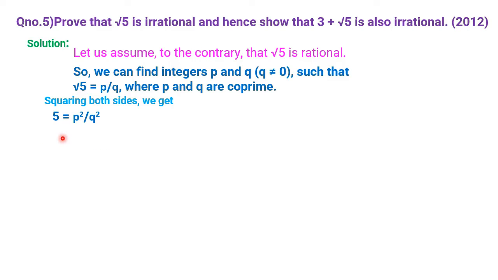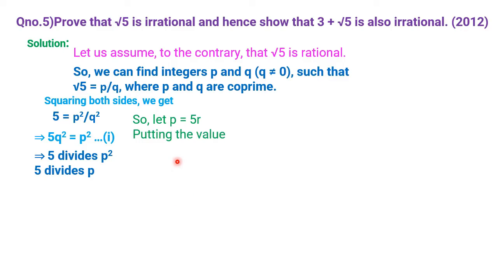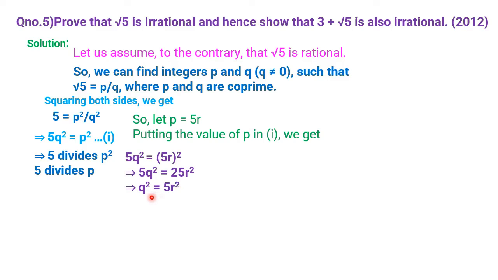Squaring both sides, we get 5 is equal to p square divided by q square. 5q square is equal to p square. This is equation 1. That means 5 divides p square. So 5 divides p also. So let p is equal to 5r. Putting the value of p in equation 1, we get 5q square is equal to 5r whole square. 5q square is equal to 25 r square, which implies q square is equal to 5 r square.